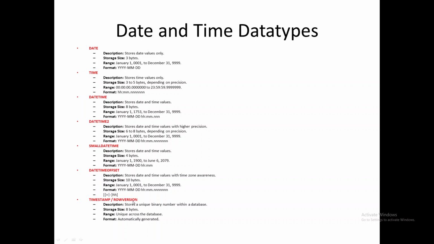Then we also have timestamp or rowversion, which stores a unique binary number. Perfect. I will show you practically how to use it, but this is the theoretical part.